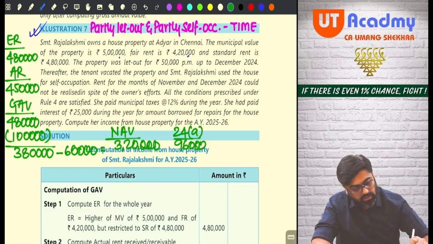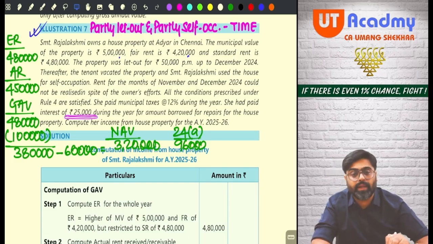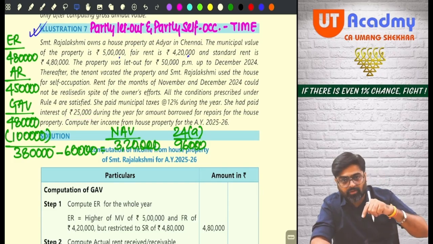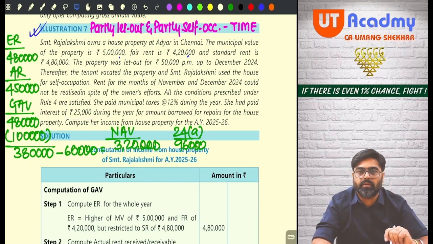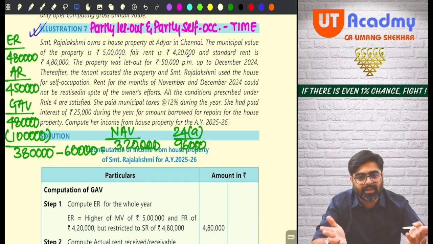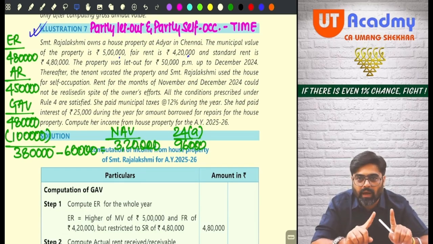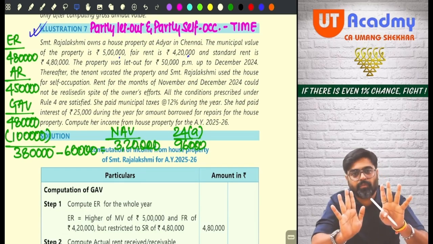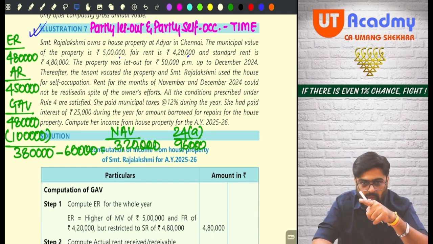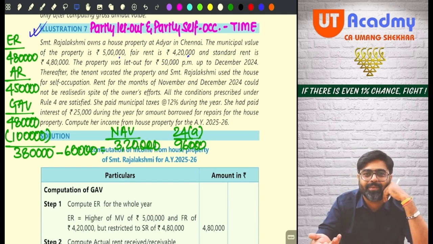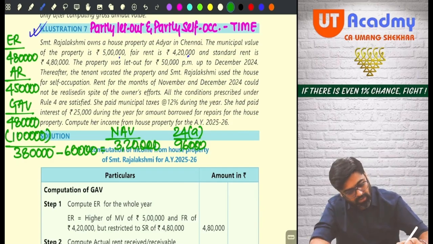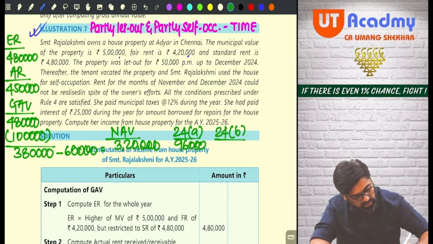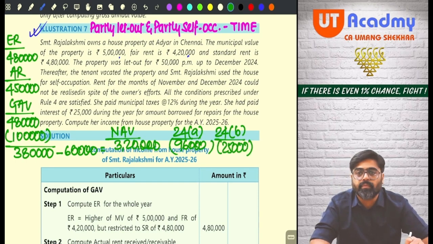And sir, there is one loan which I have taken for this house. Interest on that loan is 25,000. But this loan was taken for repairs, sir. So what? It is a housing loan only, no? Housing loan, whatever interest you have paid, that entire interest will be allowed because the property is let out. So what you will do? 24 clause B. How much deduction you will take, sir? 25,000.